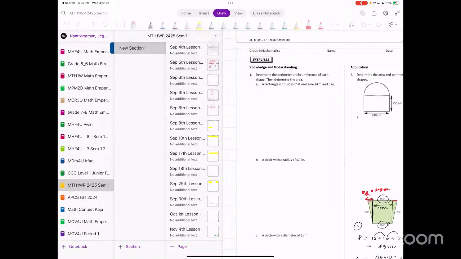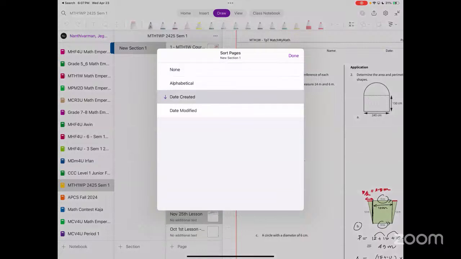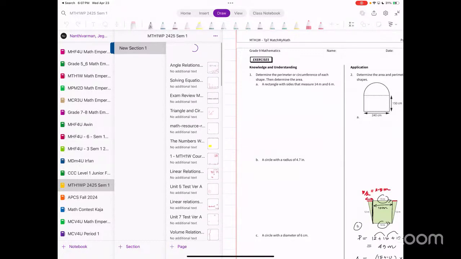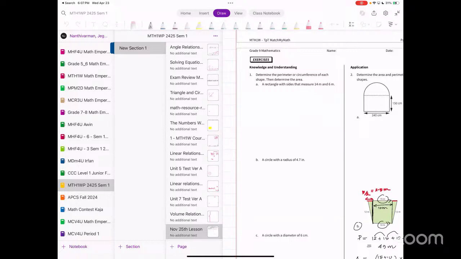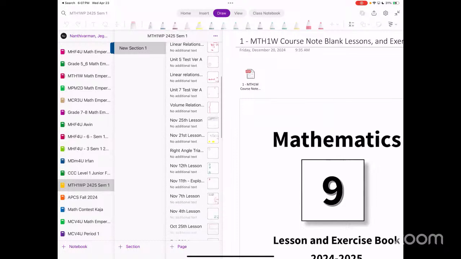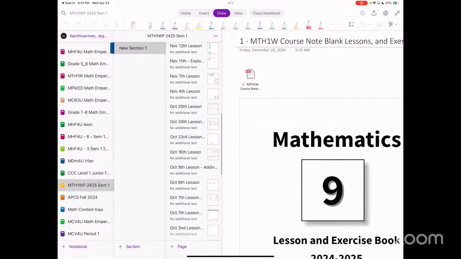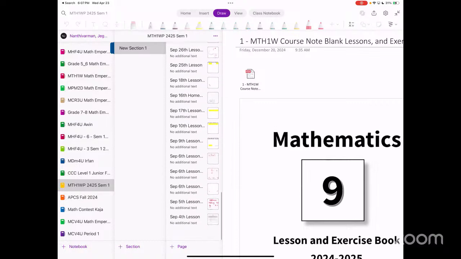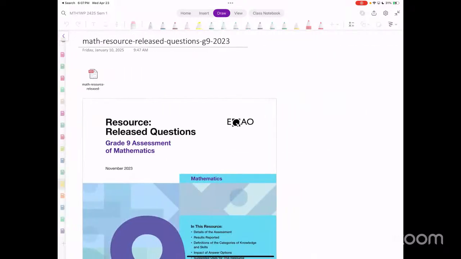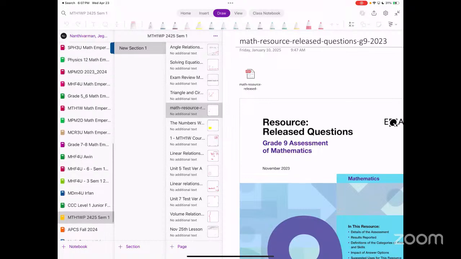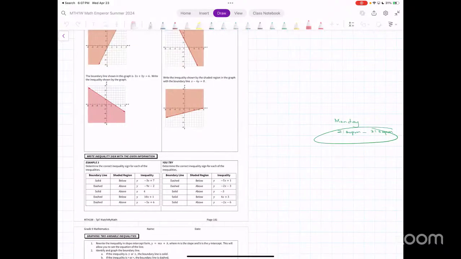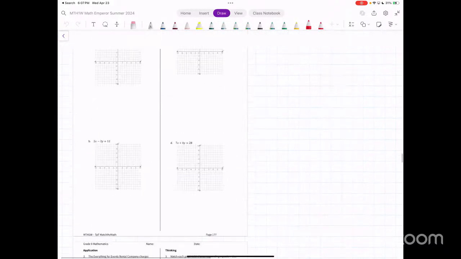Okay, so short pages, alphabetical. They created. Let's go this way. Course package. This is December. MTH1W math number. Oh, I see. I probably put it over here. Oh, yeah, that is what we're working on. Oh, yeah. So this is the old.